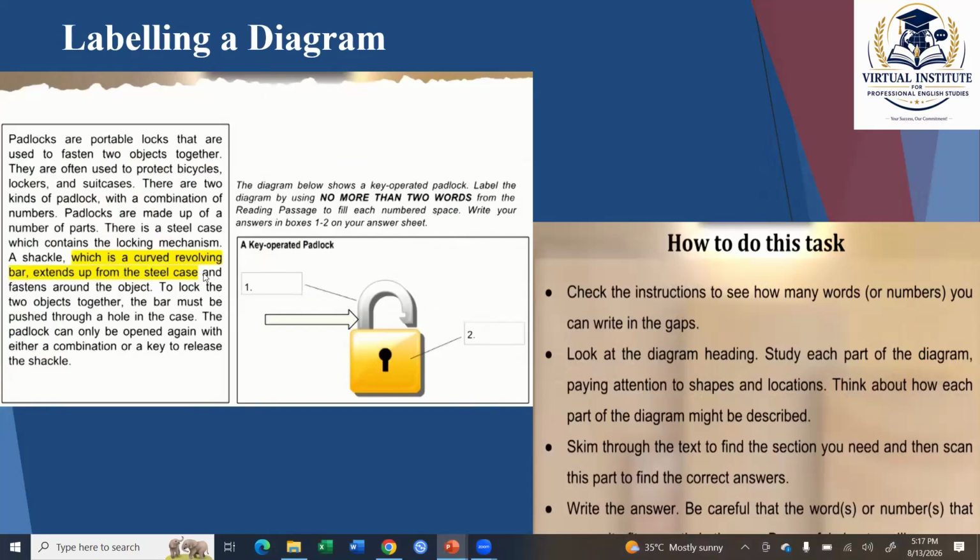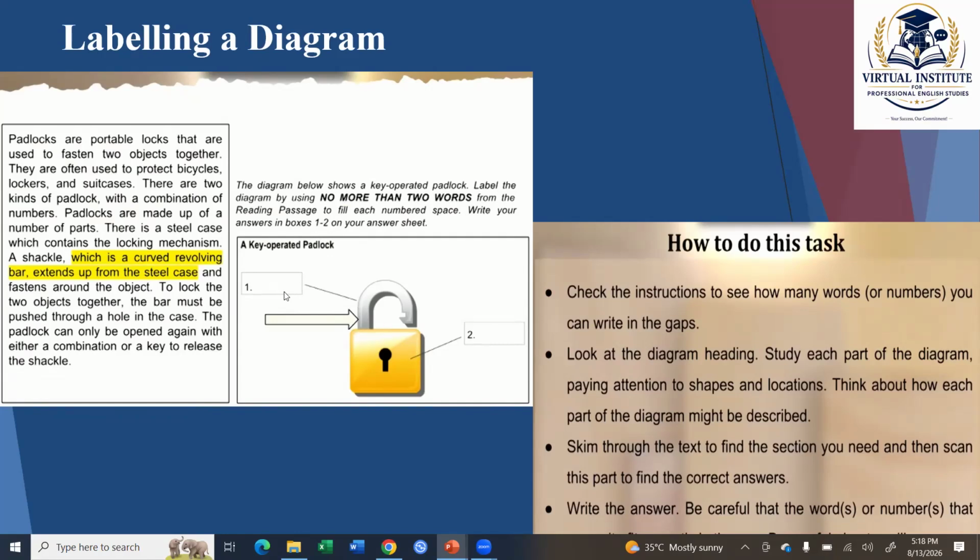Here is an example of what kind of passage and what kind of diagram you may get. So here is another diagram, right? And you have a passage here, and we have question number 1 here. You have to label this part of the diagram. The instructions tell you that the diagram below shows a key operated padlock. Label the diagram by using no more than how many words? 2 words from the reading passage to fill each numbered space. Write your answers in boxes 1 to 2 on your answer sheet. Now, the name of this thing is a key operated padlock, right? We have to label this part of the diagram.